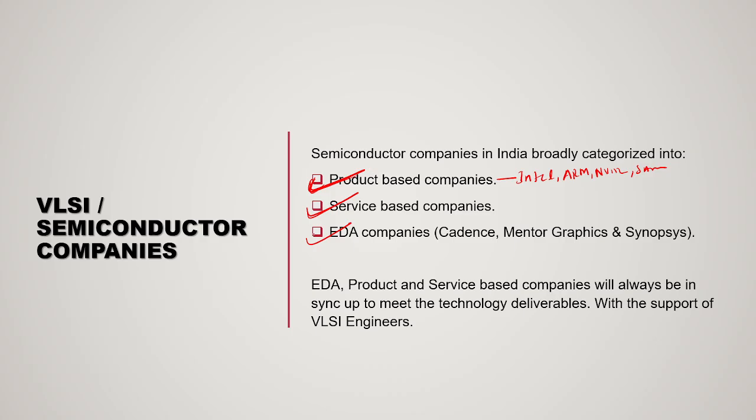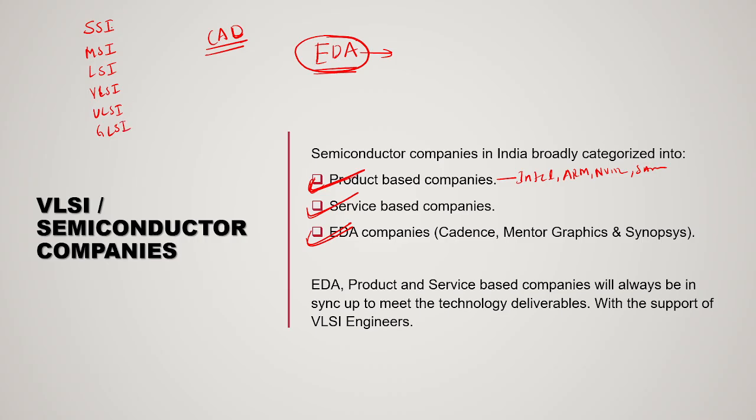And EDA, we can also call it CAD. CAD means computer aided design, and EDA is electronic design automation. You already studied SSI, small scale integration, MSI, medium scale integration, LSI, large scale integration, and VLSI, very large scale integration, and you also have ULSI and GLSI, giant large scale integration.